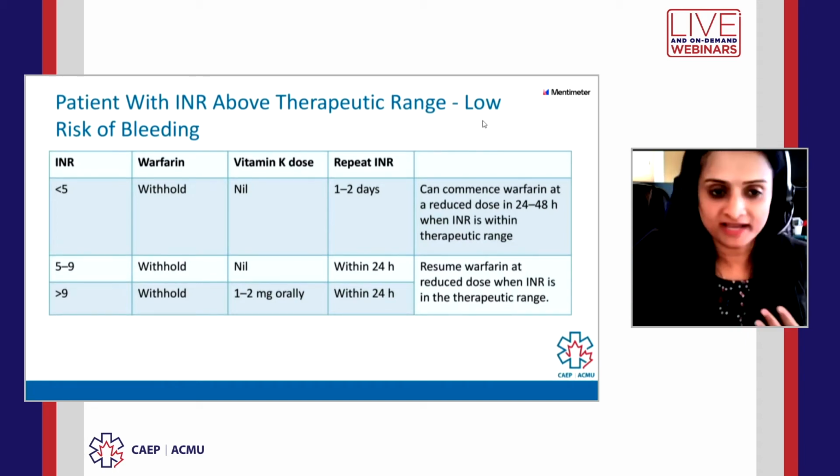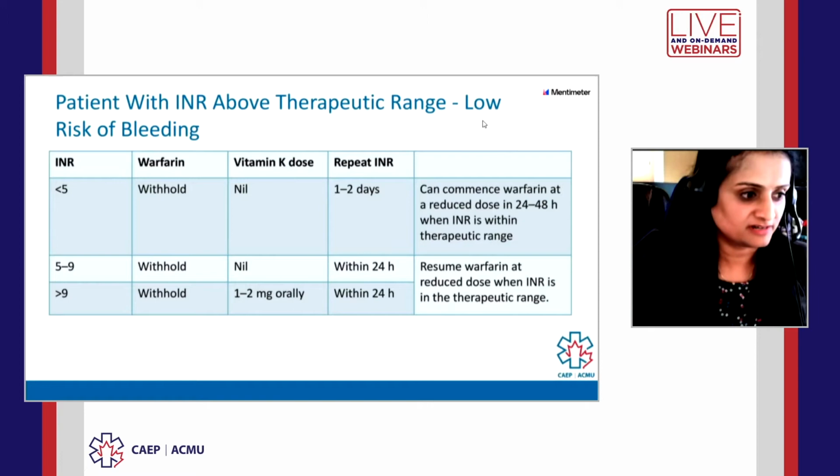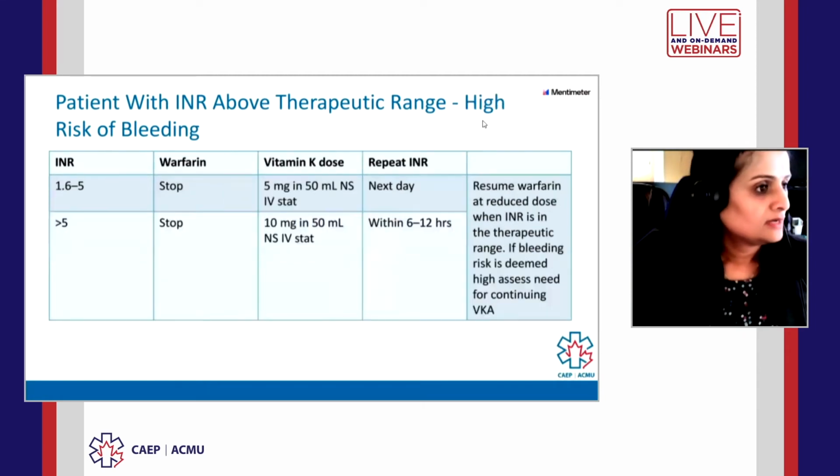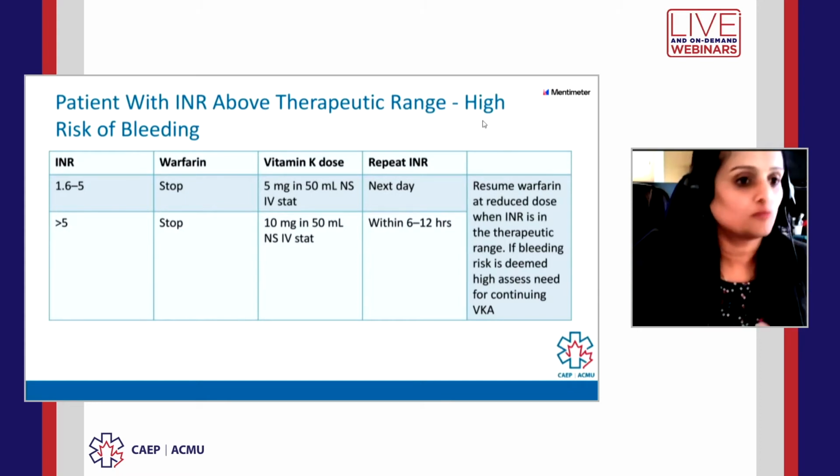So in fact, I would say 1 to 2 milligrams orally you could give them, and then resume warfarin at a reduced dose whenever you're comfortable, or when the INR is within the therapeutic range, or even consider lowering your dose of warfarin overall. So next slide. Of course, if it's a high risk of bleeding, all bets are off. You are dealing with a fatal, life-threatening bleeding, and it definitely doesn't matter what your INR is.